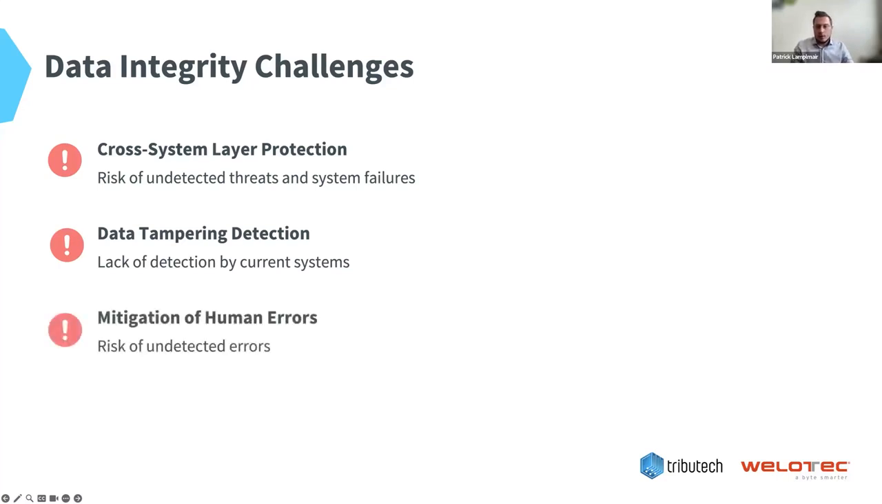Another point is the mitigation of human error. If someone accidentally breaks some data and is afraid to report it to his manager, then you also have the problem of how to detect and mitigate potential errors that accidentally happened.